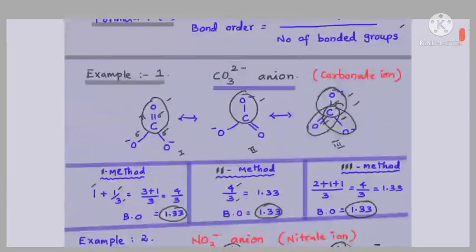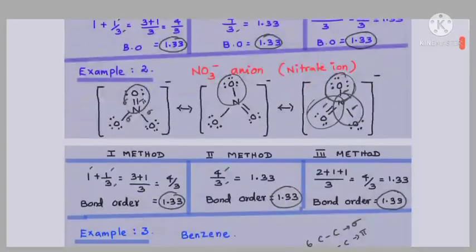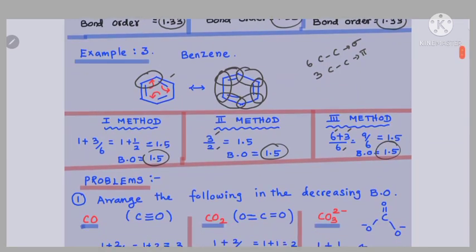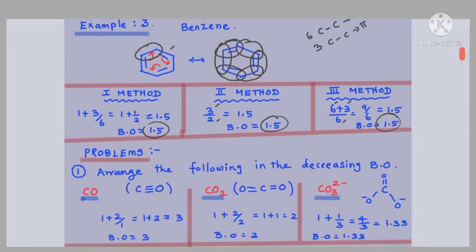Total number of bonds divided by number of bonded groups. Here the total number of bonds is 6 plus 3, 9. That is 6 sigma bonds between carbon and carbon, and 3 pi bonds between carbon and carbon. So this is 1. Likewise, another bonded group 2, 3, 4, 5, and the last one is 6. So the total number of bonded groups is 6. 9 by 6, so you are getting 1.5. Okay, so this is how to calculate the bond order of species, molecules as well as ions.